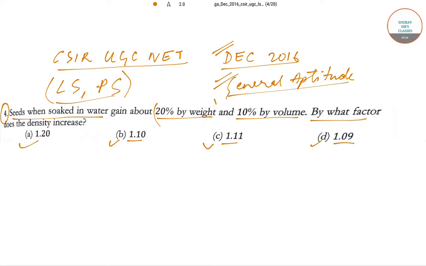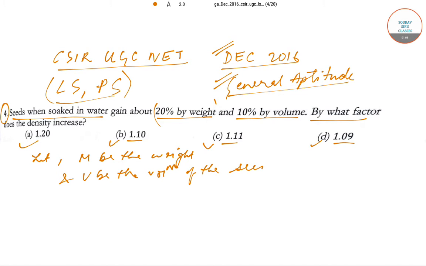So now, let M be the weight and V be the volume of the seed before soaking. So that means the density, which is denoted by D, is given by M by V.